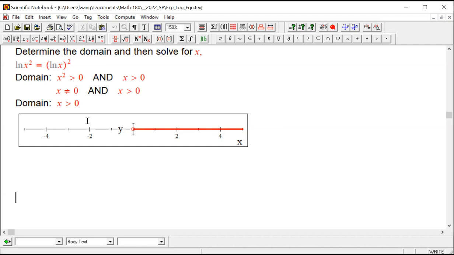Excuse me. I got a cold. All right, let's solve it. Okay. When we solve it, we have this piece and we have that piece, and we know that we can apply power rule to the left-hand side. So we're gonna have 2 times ln x equals to ln x squared.